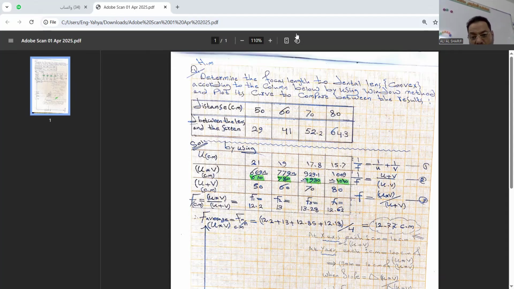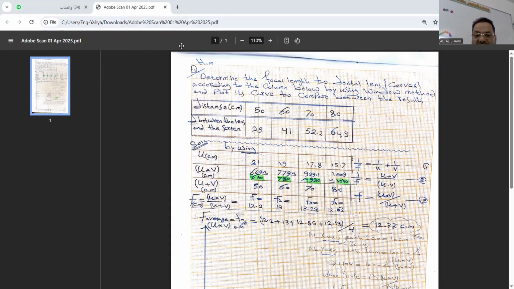Today, in my video, I will try to explain how we can solve this unsolved question related to the focal length. I explained in the previous lecture that our purpose was to know how we can determine the focal length of a specific convex lens, because we didn't take the concave lens yet.